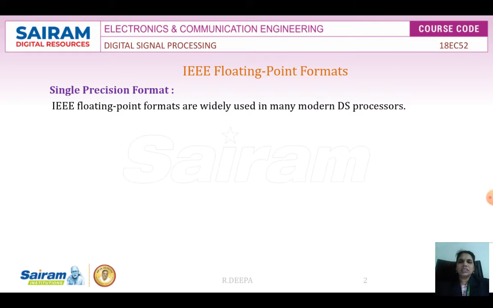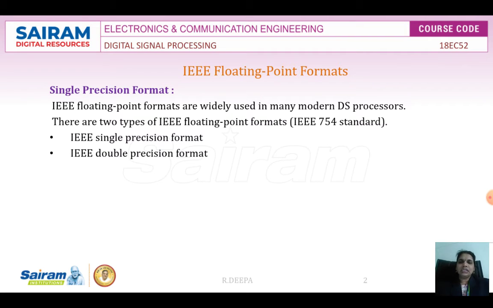The single precision format is most widely used in modern digital signal processors. And as I told, there are two types of IEEE floating point formats, the IEEE single precision format and the IEEE double precision format, as per the IEEE 754 standard.